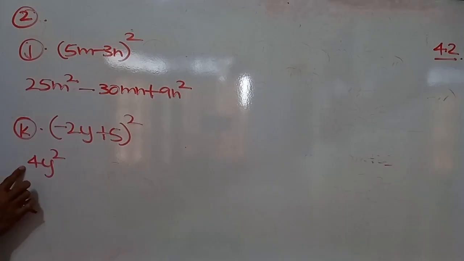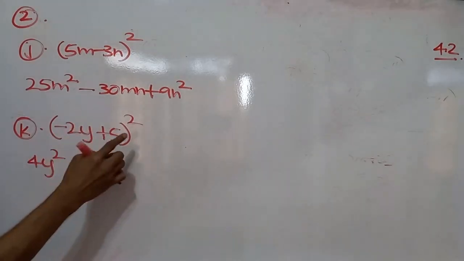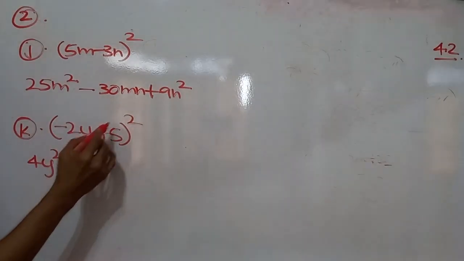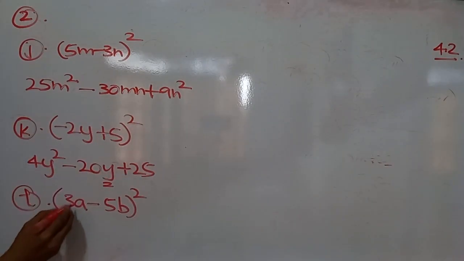4y square, that's a positive value. Then multiply these two. We get what? Negative 10y. Multiply that again by 2. Negative 20y plus 25. So this becomes what?